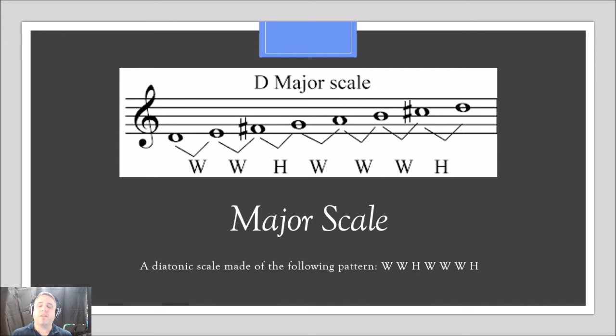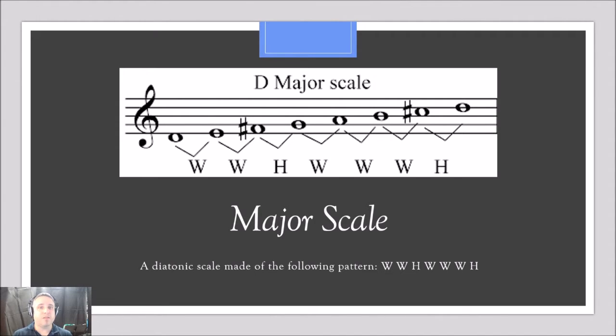There are a number of different diatonic scales that we use in Western music, but in this video we're going to talk about the 2 most common, the major scale and the minor scale. Now, a major scale has the half steps and whole steps in the following pattern: whole step, half, whole, whole, half. If you're familiar with solfege, it's the solfege pattern starting on do and ending on do. Do, re, mi, fa, sol, la, ti, do.